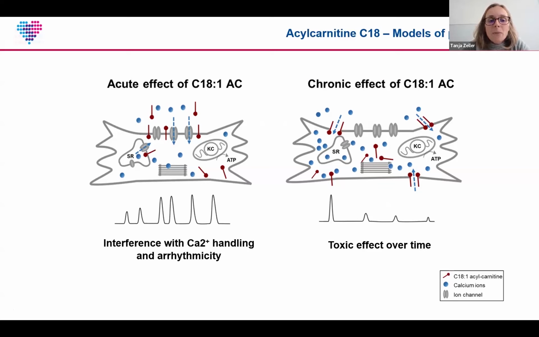So we developed our current model that there seems to be an acute effect of C18 on the heart cells, which is also an interference with the calcium handling, which is needed for the cells to work normally. But if you have too much calcium, or it's somehow distributed, then they become arrhythmogenic, and there is a chronic effect, which leads to a toxic effect over time. So our hypothesis is that over the years in a human situation, there might be an accumulation of C18, and that leads to cell death, to the arrhythmogenic potential, and in total might lead to atrial fibrillation.